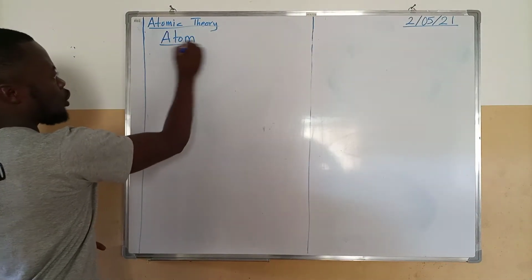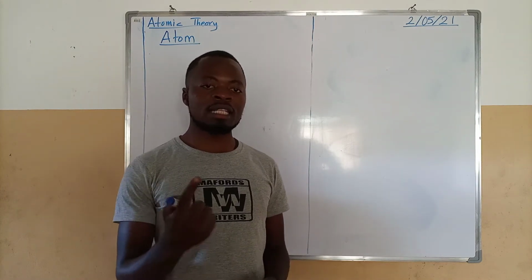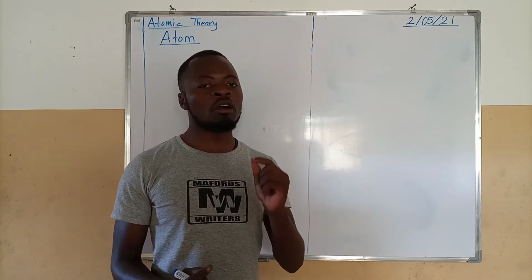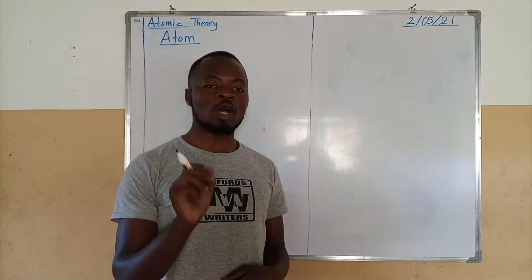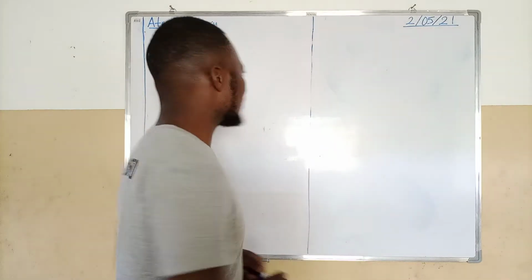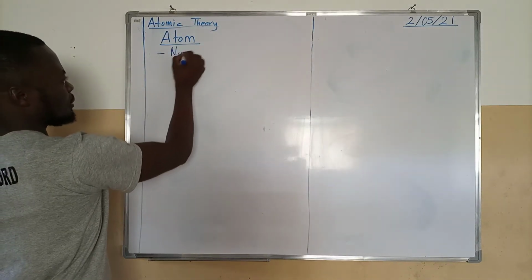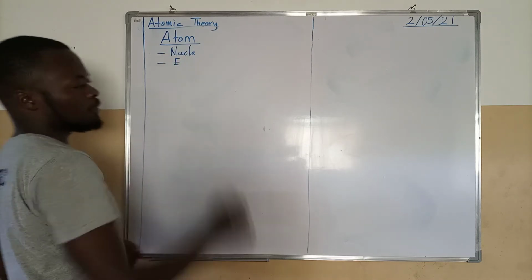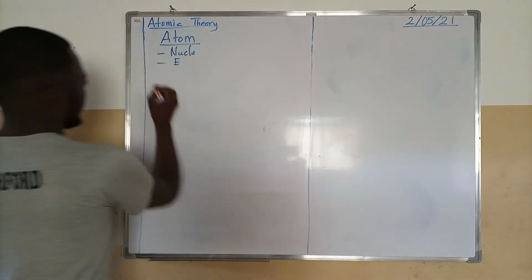We're going to look at what an atom is. An atom is simply the smallest particle of an element that can take part in a chemical reaction. That smallest particle of an element that can take part in a chemical reaction is what we're calling an atom. Now, we have to understand that an atom is made up of two parts. We have the nucleus and the orbits or the energy levels. Now, we'll look at the nucleus first. What is found in the nucleus?